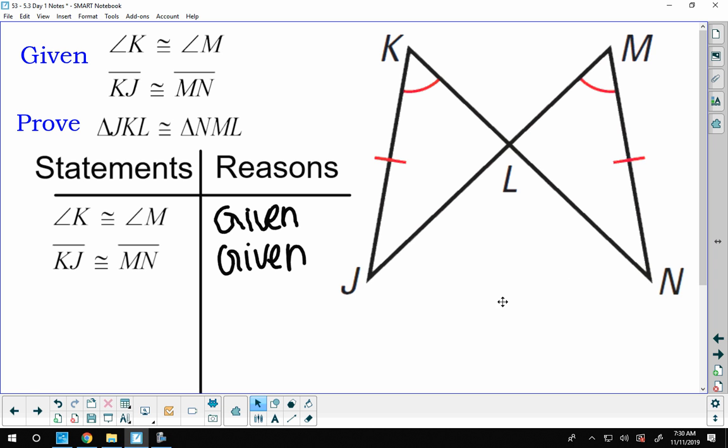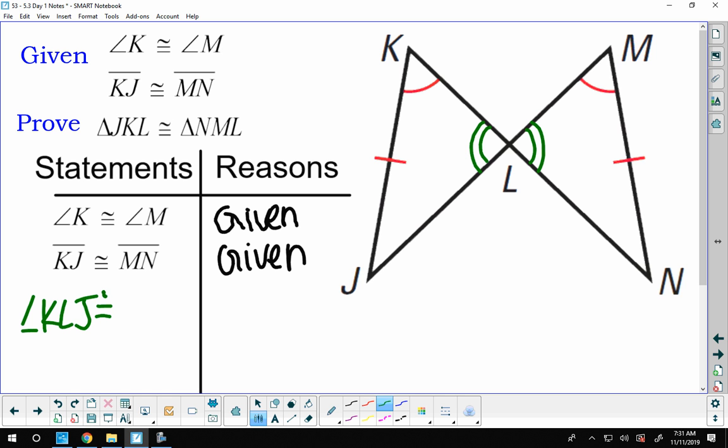So step number 2, do we have reflexive property or vertical angles? In this case, we don't have any sides that are overlapping or shared between the two triangles, but we actually do have vertical angles here. So you can see vertical angles are directly across from each other, and I'm going to use 2 tick marks since angle K and angle M already have 1 tick mark. Now you cannot call this angle L because there are 4 angle L's here. So we need 3 letters to name this angle. So we'll name it angle KLJ.